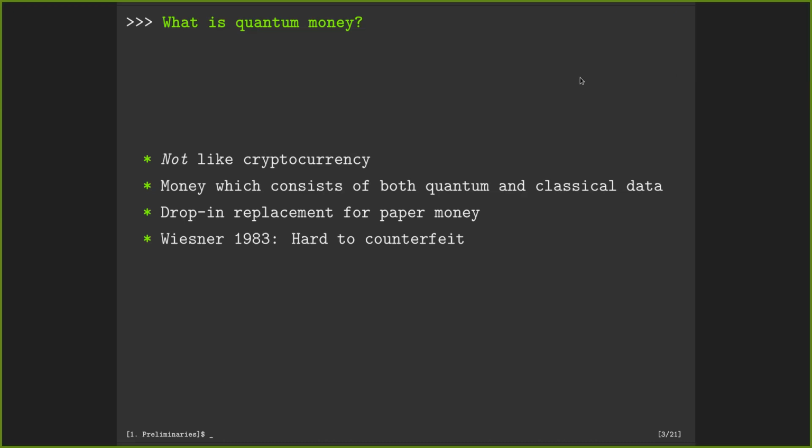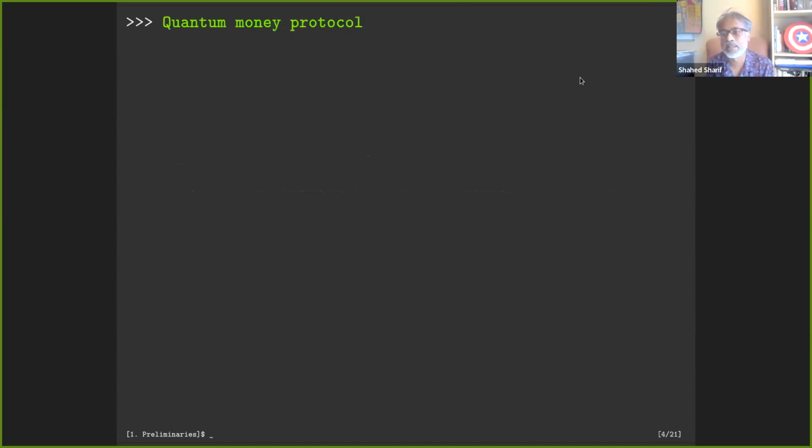The main motivation behind it is an observation by Wiesner in 1983, and Travis from the previous talk mentioned the no cloning theorem. Wiesner observed that you could use this no cloning theorem to come up with money that potentially would be very difficult to counterfeit. So that's really the motivation behind quantum money. So let me be a bit more precise.